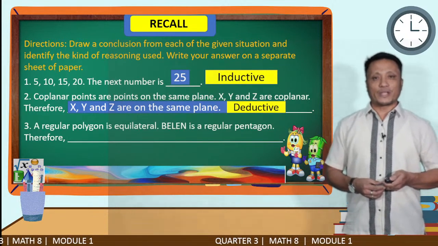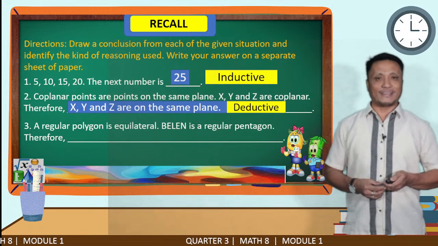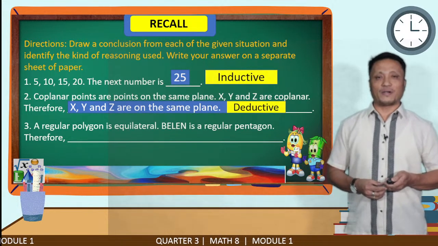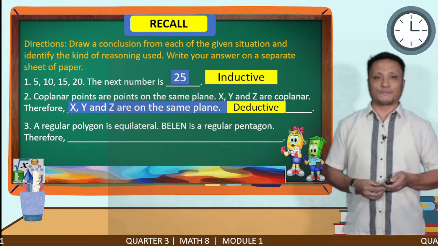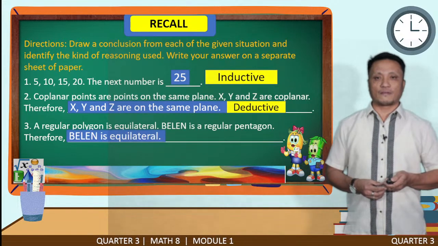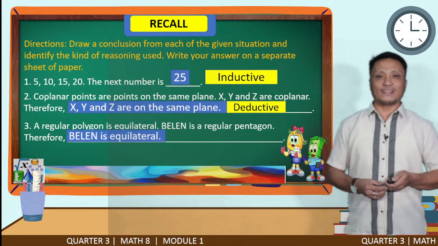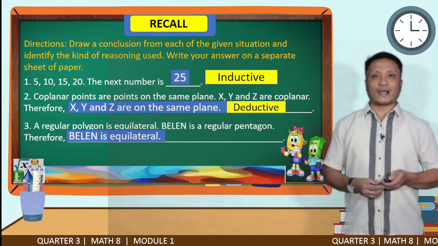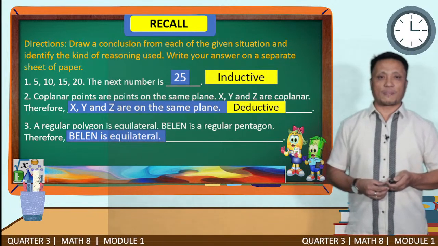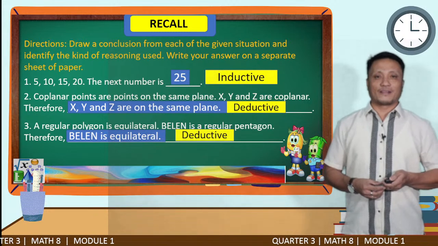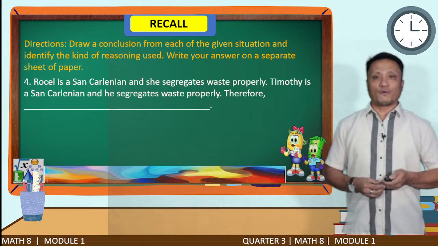A regular polygon is equilateral. Belen is a regular pentagon. Therefore, what is your conclusion? Excellent. Belen is equilateral. And what kind of reasoning is this? Deductive. Very good. Number 4.